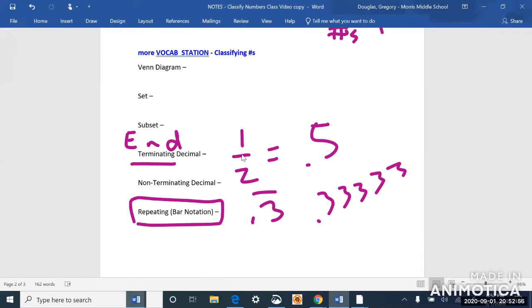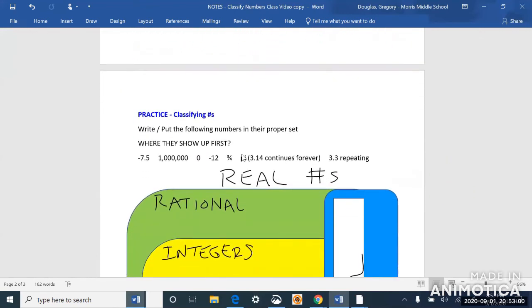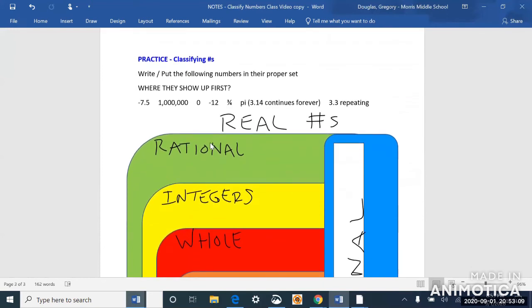0.3 repeating. All right, and last thing you're going to do, I've got 7 numbers for you to put here onto the number set. Wait, listen to one instruction. Put them where they show up first. Don't put them in every set they belong to, because like the number 1 goes in all the sets except irrational, okay? So you guys pause, try to put them in their places, and then I'll show you the answers in a second. This is the last thing.